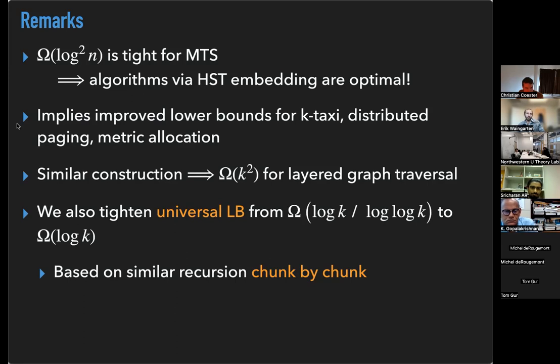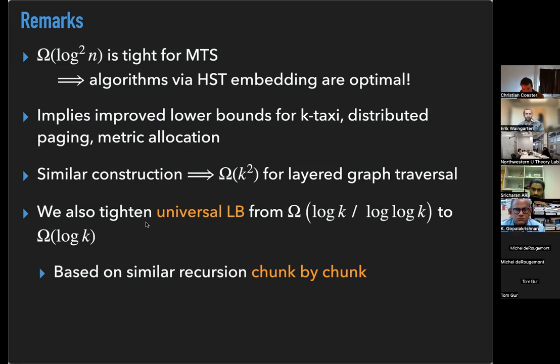And what our lower bound also implies is improved lower bounds for a number of other problems: k-taxi, distributed paging, metric allocation. And a very similar construction allows us to tighten the lower bound for the Lloyd graph traversal problem. For this problem, we recently showed an upper bound of k square, and that upper bound was part of our inspiration for improving this lower bound. Just modifying our construction very slightly, we get a lower bound that matches this upper bound up to a constant factor.